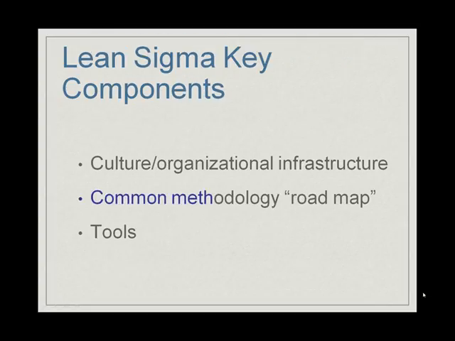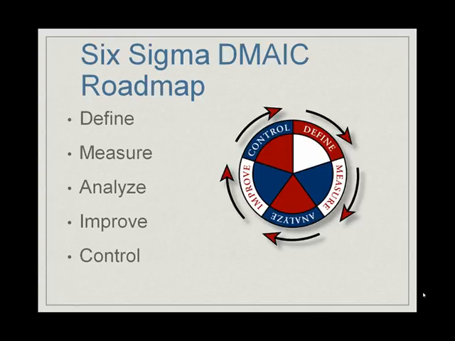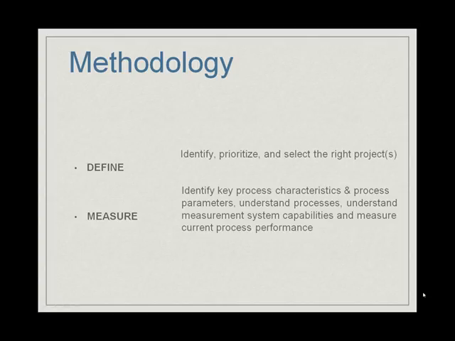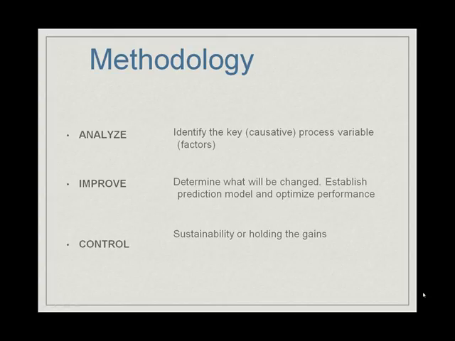Well, now let's take a look at the common methodology or roadmap. The Six Sigma methodology utilizes something known as DMAIC. DMAIC standing for define, measure, analyze, improve, and control. If we think about define, in the define stage, we want to identify, prioritize, and select the right projects. With measure, we want to identify key processes, characteristics, and process parameters, understand processes, understand the measurement system capabilities, and measure current process performance.